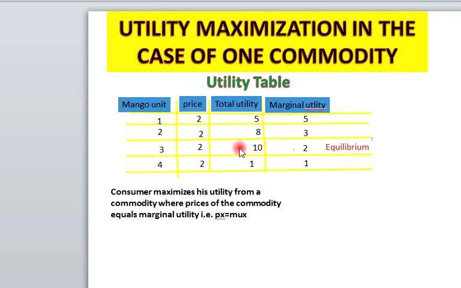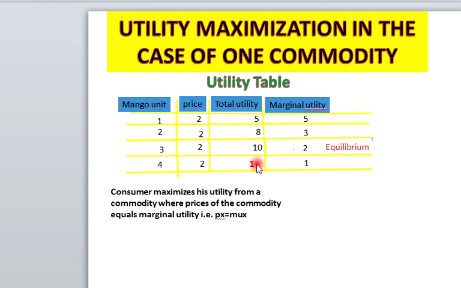Then, it is expected of the consumer to stop consumption at this point, because the equilibrium is achieved at this point. So at 3 units, the consumer is expected to stop consumption of the mango. If he wishes to consume more, then he is going to consume 4 units. The price will remain $2, but the total utility will become 11.